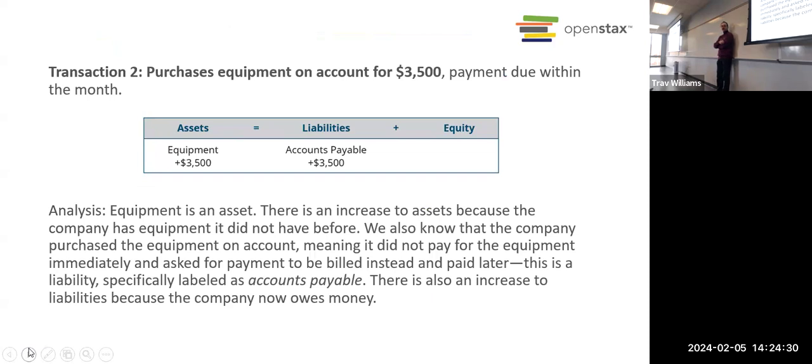They haven't paid for it, right? So the company got the equipment and now they have a liability. They have an account payable because they haven't paid for the equipment. Okay. So you can see, with every transaction, there are always at least 2 accounts being impacted.